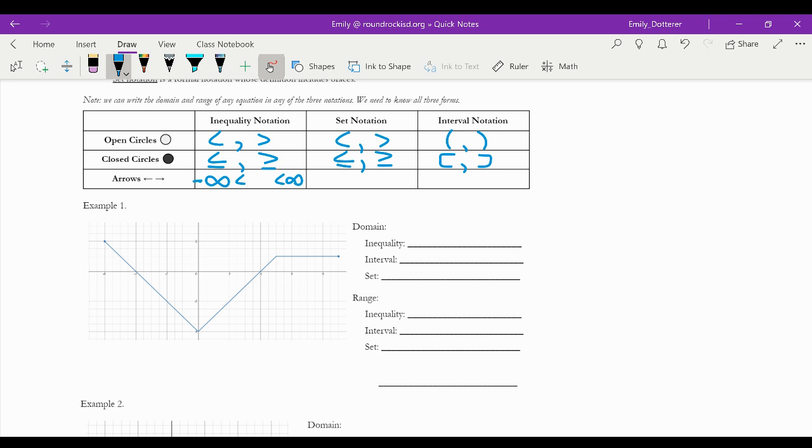So if we were to literally count for the rest of time, that is what infinity represents. Same deal with set notation. You might also see all real numbers, depending on whether it goes into infinity in both directions or not. And for interval, we'll use parentheses again because parentheses mean we can't reach that value.